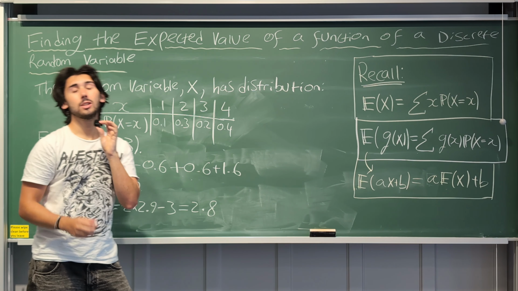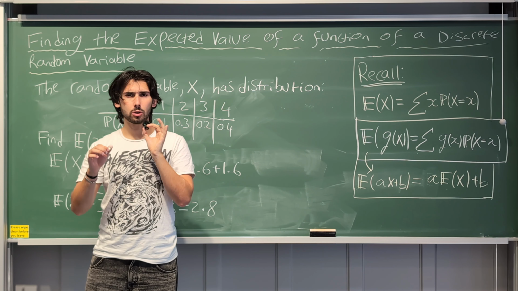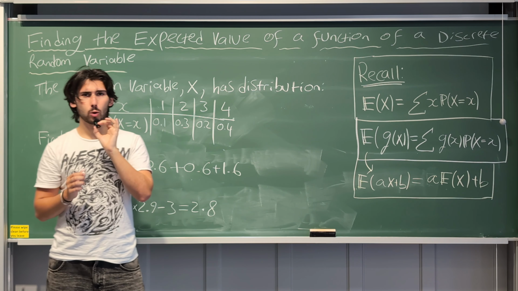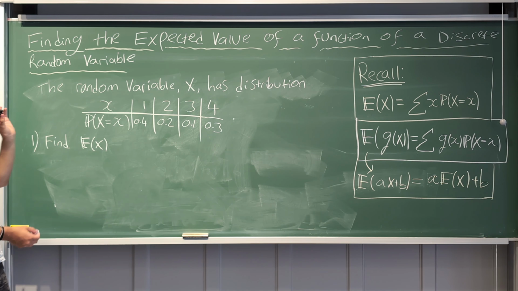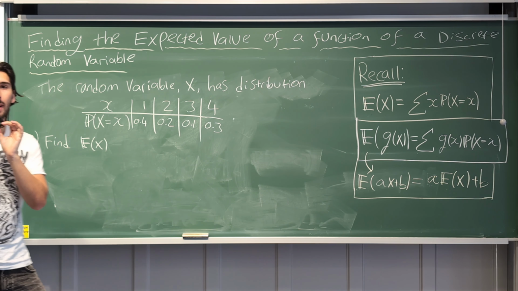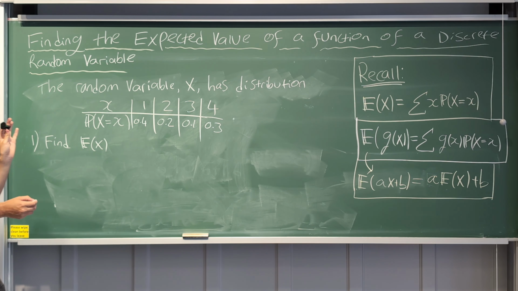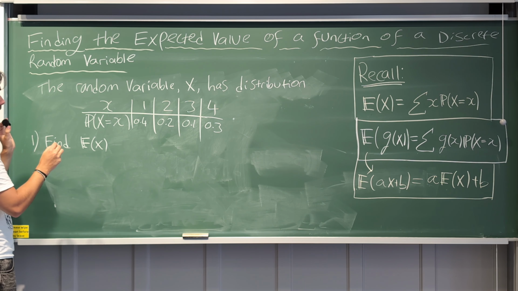Okay, now let's go and look at some more crazier functions, not just linear functions, some crazy stuff, and see what happens. Okay, so the random variable x has distribution given there. The first part of the question is simply to find the expected value of x, so nothing too crazy at all. So let's actually find that.